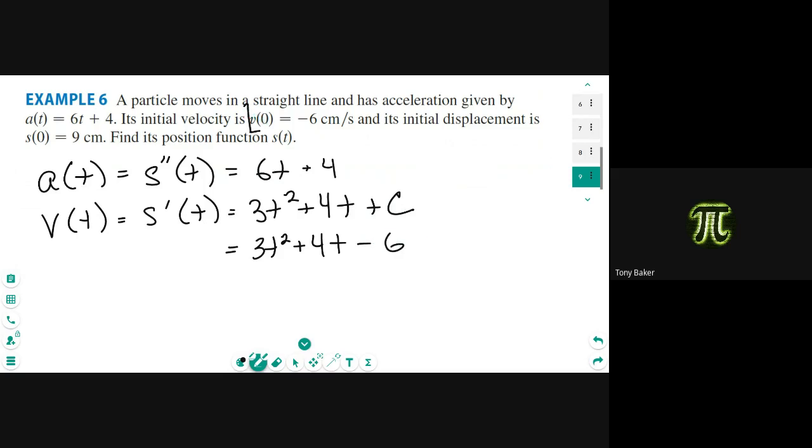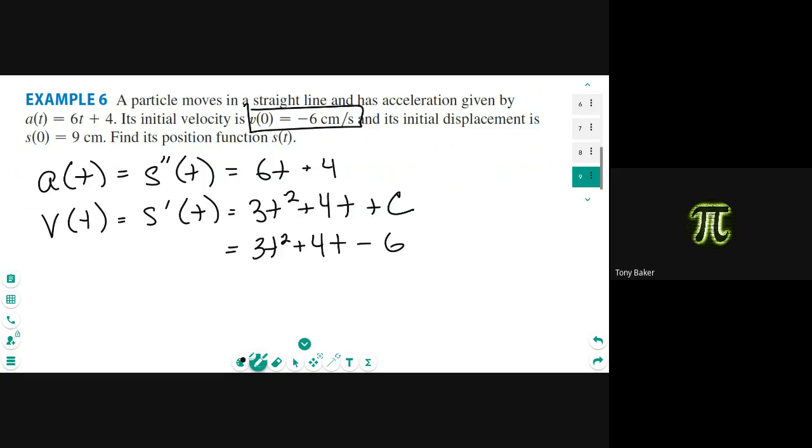Because they gave me that information right there. Now, unlike the last problem where you had to do the two antiderivatives and then plug in your values for it, this one they gave you the value for your first derivative, or your velocity, in the situation. So we were able to plug it in and find c immediately and not have to find c at the end like we did in the last problem.